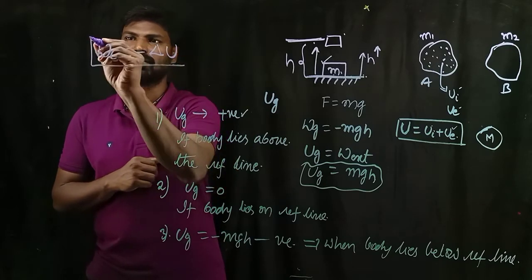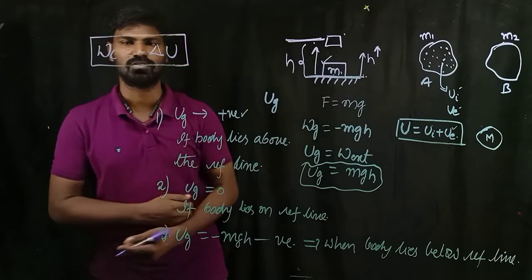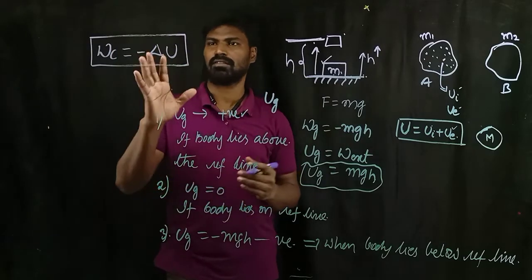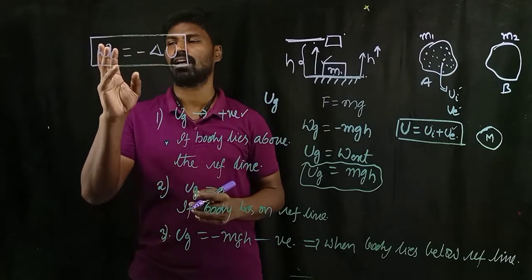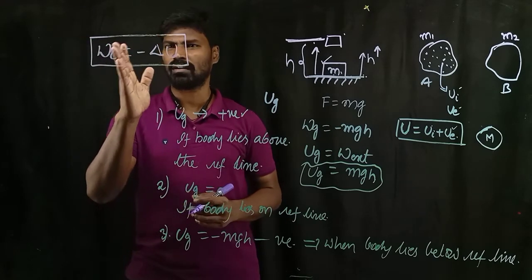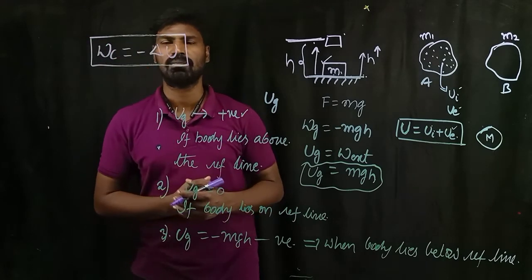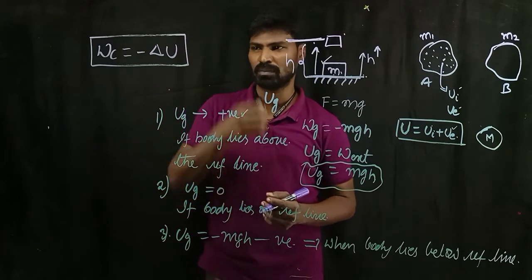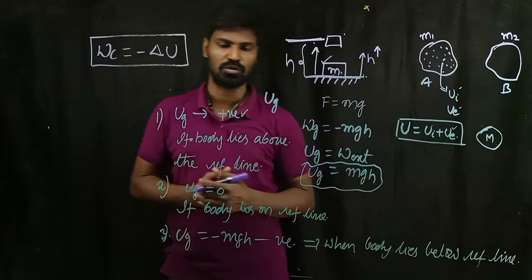This is one of the important features of a conservative force. Work done by any conservative force, whether it is gravitational force or electrostatic force or spring force, anything that you consider, work done by any conservative force can be written as a negative of change in potential energy. That I am going to show you here.